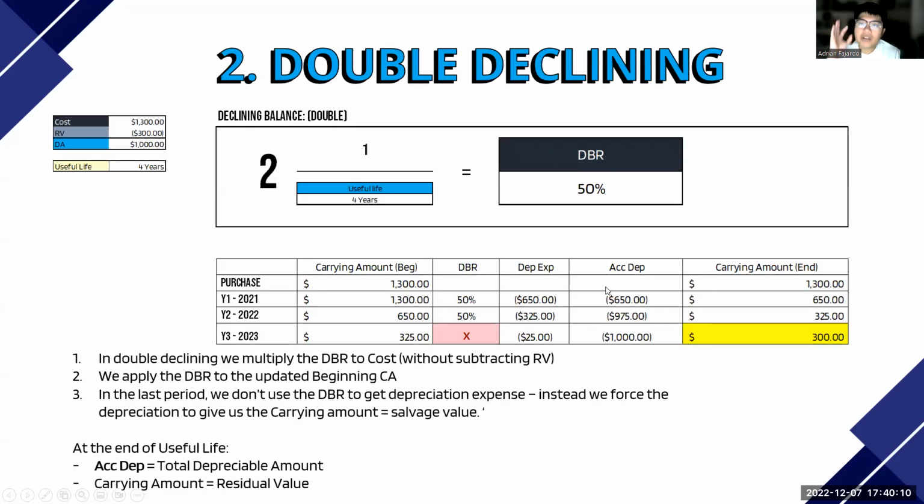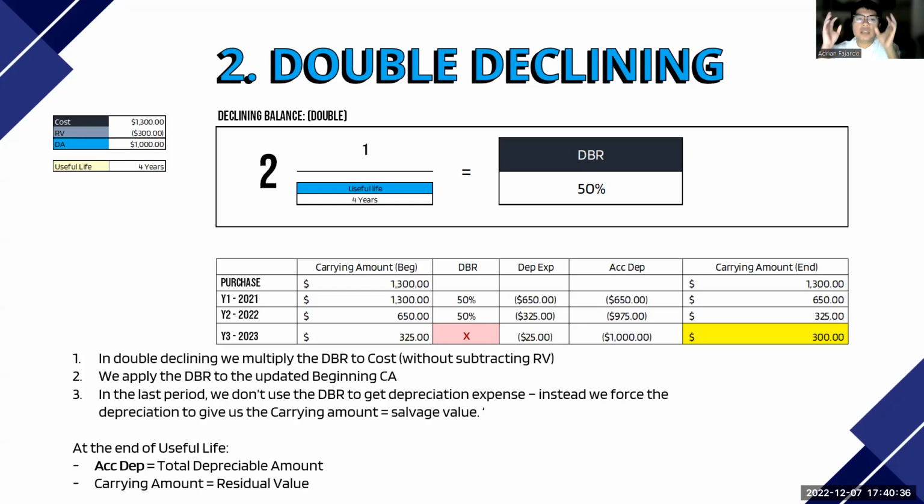So I will already show you the whole thing based on our example kanina. So again, wag malito. We started with the cost of 1,300. We had the residual value of 300 and you got the depreciable amount of 1,000. And then you have a useful life of 4 years. Now, honestly, yung depreciable amount will never be used in double declining.